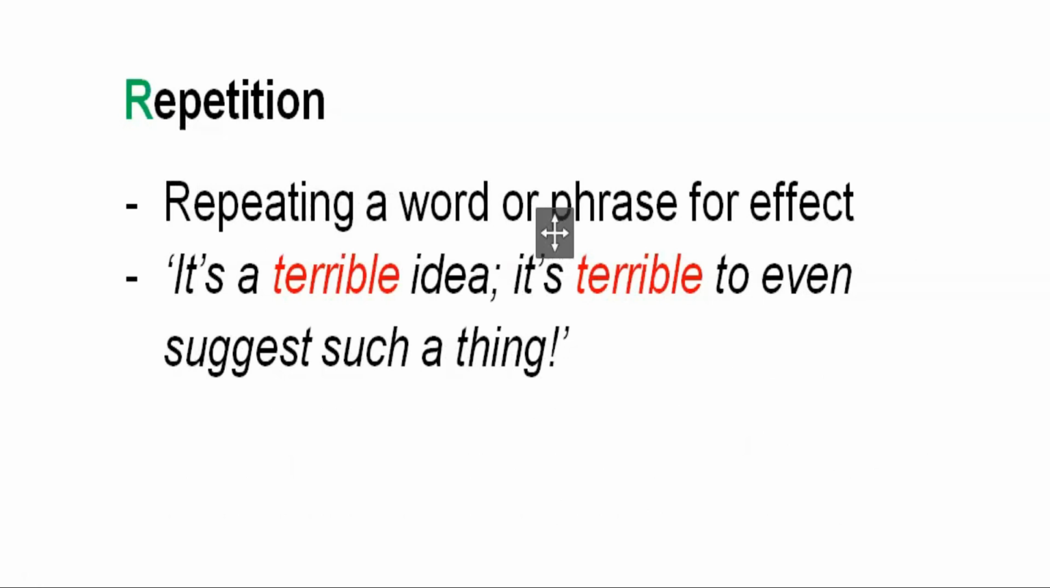Now R is for repetition, and this may be a word or a phrase which has been repeated, usually for emphasis, to, I guess, draw the focus to a certain idea or belief. And let's take a look at an example. It's a terrible idea. It's terrible to even suggest such a thing. And of course, the adjective highlighted in red there, terrible, is repeated very much for emphasis.